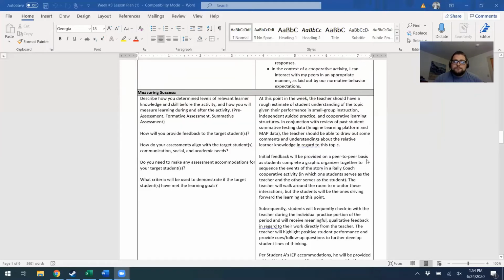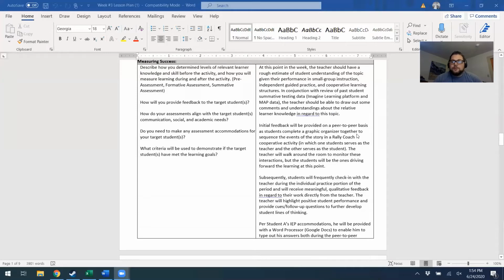Feedback will be provided on a peer-to-peer basis as students complete a graphic organizer together to sequence the events of the story in a Rally Coach cooperative activity, in which one student serves as a teacher and the other serves as a student. This is that transition, that guided release of responsibility.